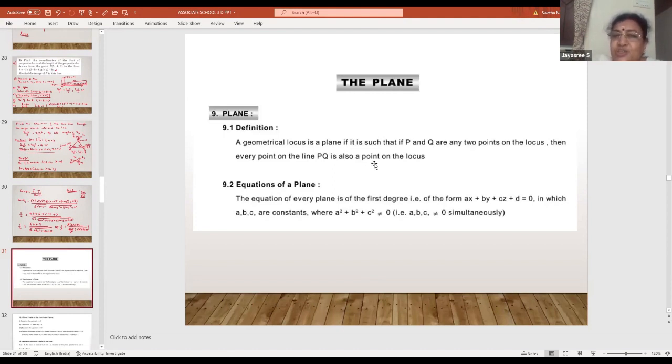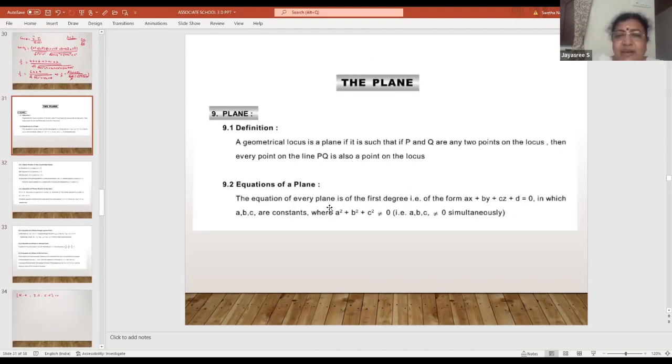This is a general definition of a plane, but we have the specific case, the first degree equation AX plus BY plus CZ plus D equal to 0, with A square plus B square plus C square not zero. This is where it comes from. A plane can be given when the normal to the plane and the distance from the origin are given. We can write the plane equation. That is what we learn.